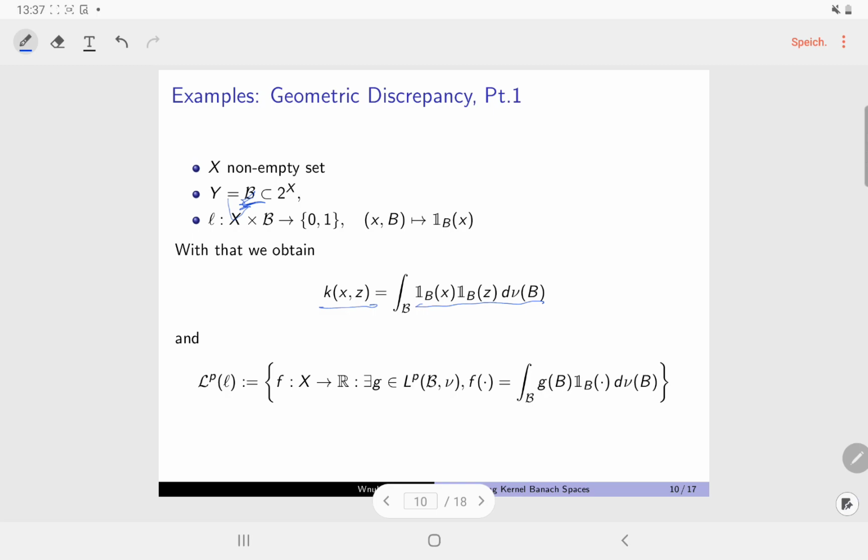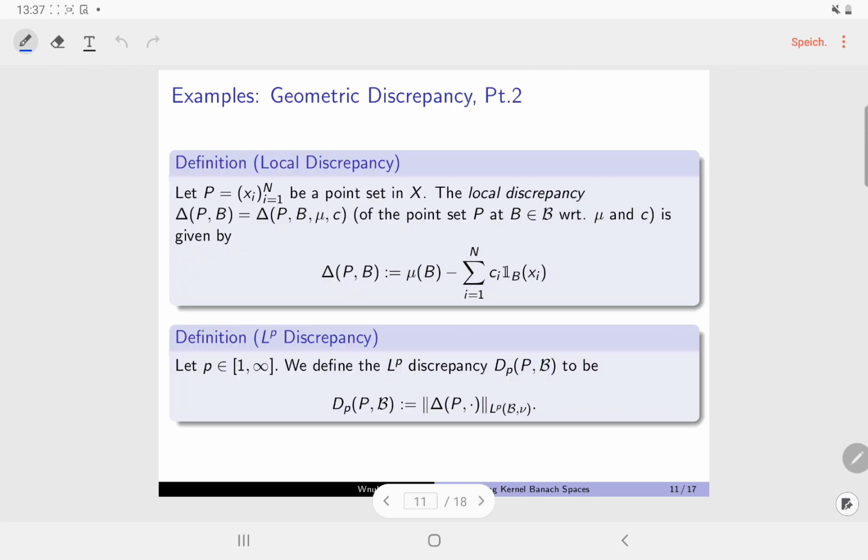It is a well-known result that in such spaces, the worst-case error is some kind of a geometric LP discrepancy. And we would like also to recover this result with our theorem. And to do this, we need first to recall what a general geometric discrepancy is. So to this end, let us take a point set P consisting of points x1 up to xn.